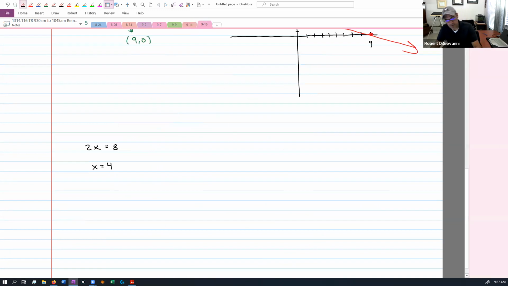You kind of have to know that when you look at it. You don't want to do the intercept method because both variables don't appear. So if only one variable appears in the equation, you should automatically start thinking horizontal or vertical. So I'm just going to go 1, 2, 3, 4. Here's 4. And I'm just going to draw a line that goes vertically through that 4. Okay. And I'm done.